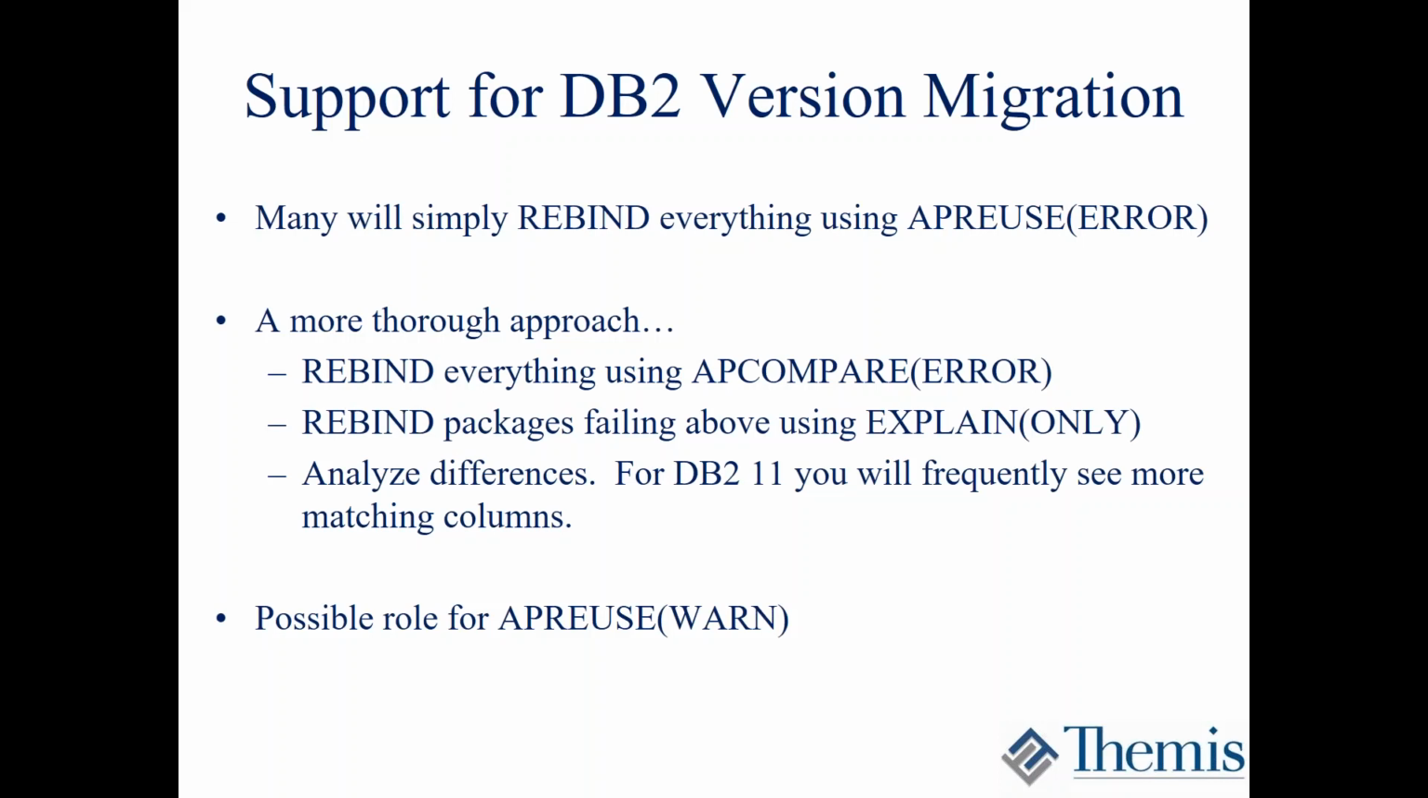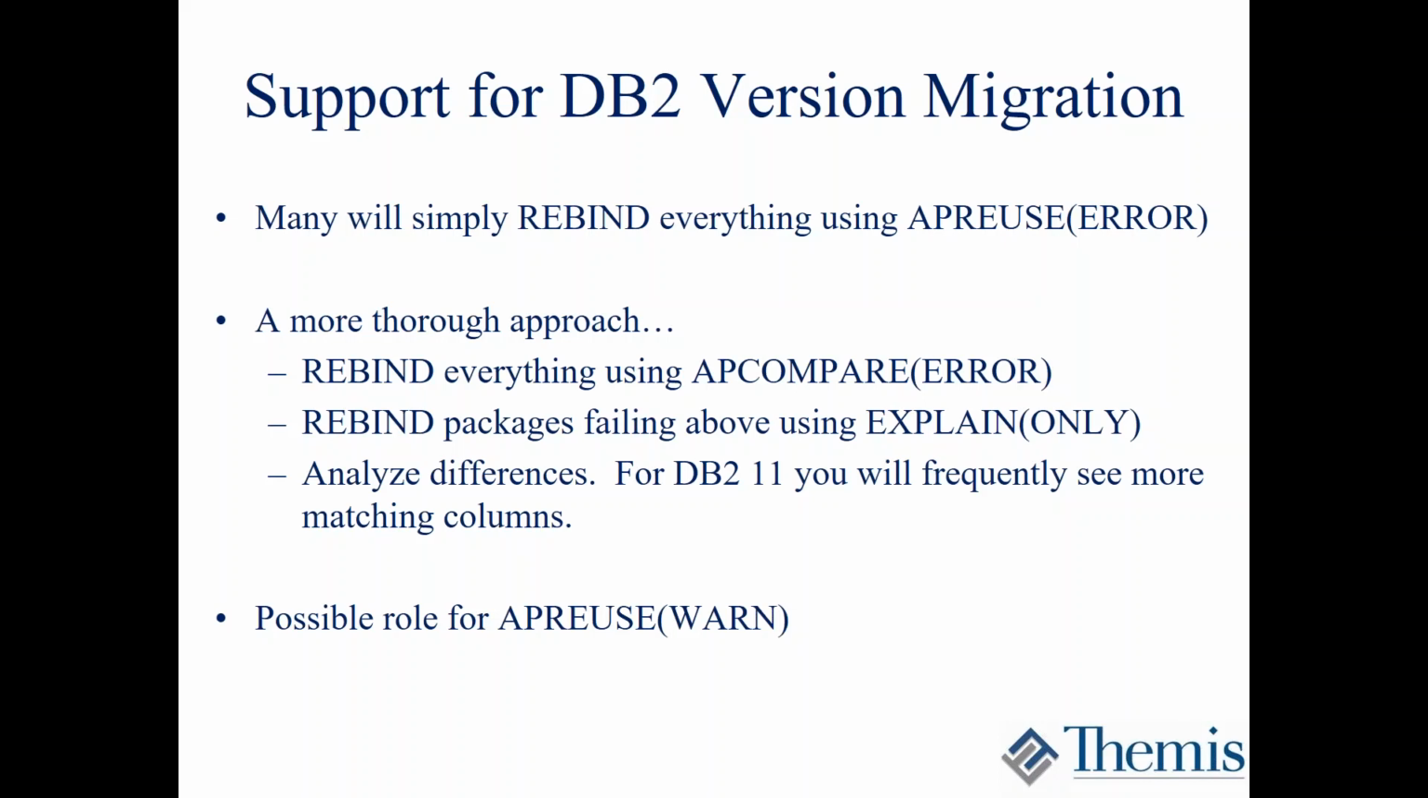I think a more thorough approach that would allow for some good change to happen, if you're brave enough, right, is to rebind everything using APCOMPARE error. Remember, APCOMPARE is the one that I like that nobody else uses. So what's going to happen then if I do a mass rebind with APCOMPARE error? Well, some of them are going to work and some of them are going to fail. The ones that work are the ones where the access path wasn't going to change anyway, right? The ones that fail are the ones where the access path does want to change.